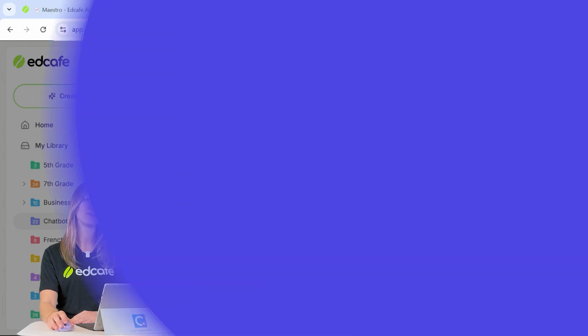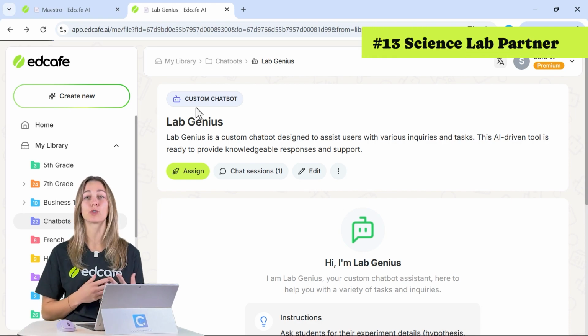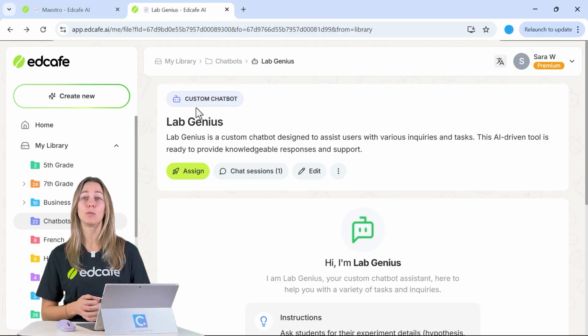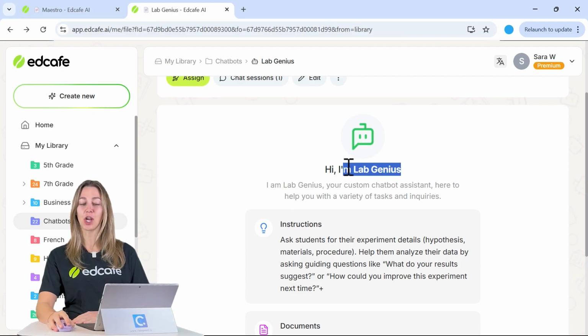Number 13, create a science lab partner that guides students through virtual experiments. It can ask them to predict outcomes and even help with lab report writing. So here we have an example, a Lab Genius chatbot.